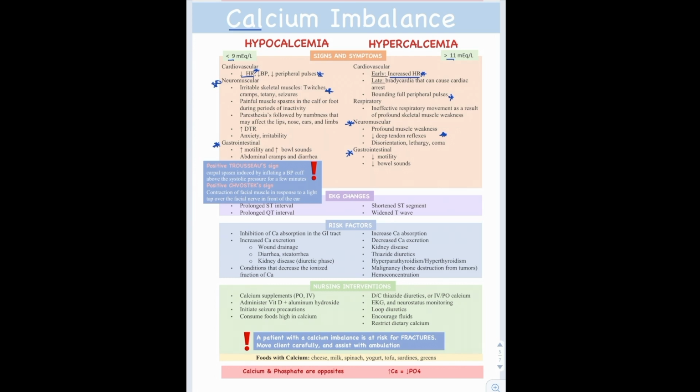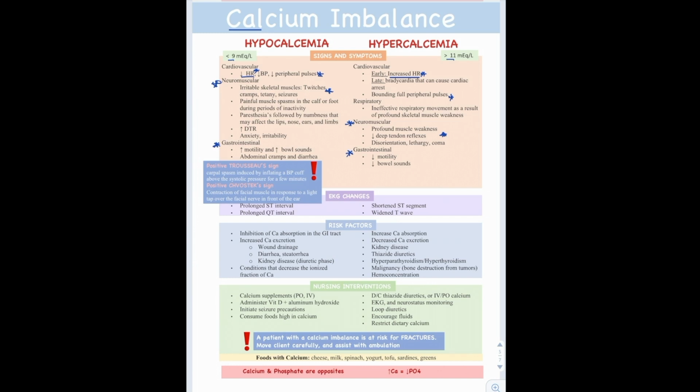Our nursing interventions for hypocalcemia are to give calcium supplements, either PO or IV, administer vitamin D and aluminum hydroxide, initiate seizure precautions, and consume foods high in calcium. Our nursing interventions for hypercalcemia are to DC the thiazide diuretics or IV PO calcium, EKGs and neurostatus monitoring, loop diuretics, encourage fluids, and restrict dietary calcium.